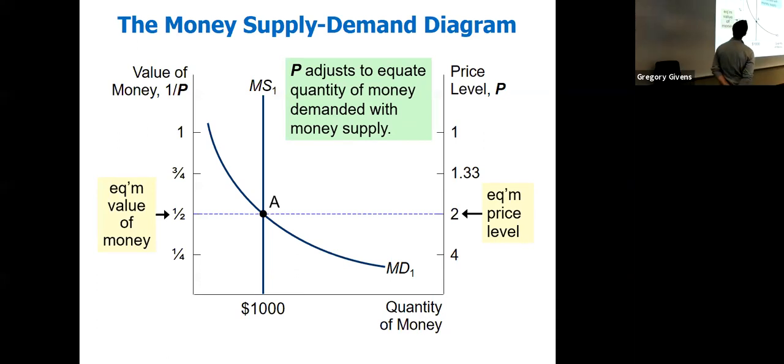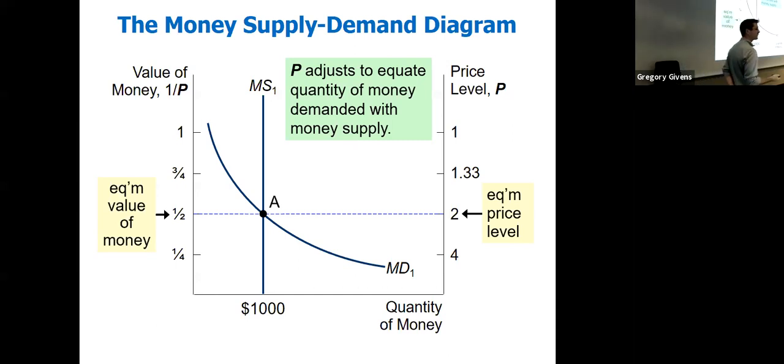What would happen if, let's say, the value of money was equal to 3/4, and so the price level was 1 1/3? What's happening in this particular model of money demand and money supply? We have money supply exceeding money demand, right? And so there would be a surplus of money in the economy, okay?